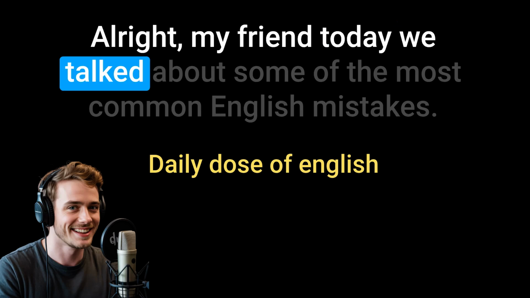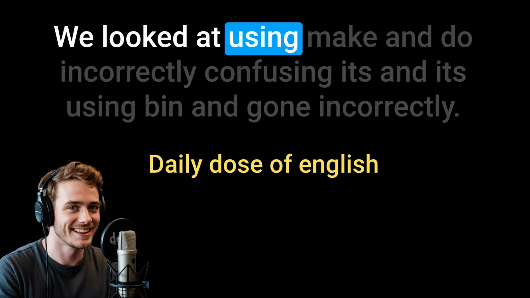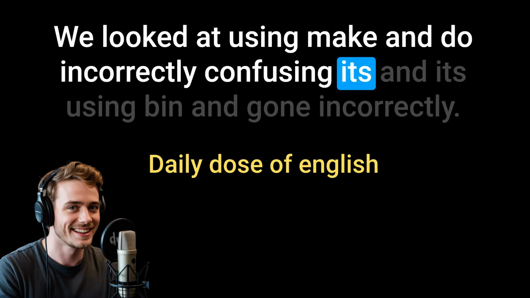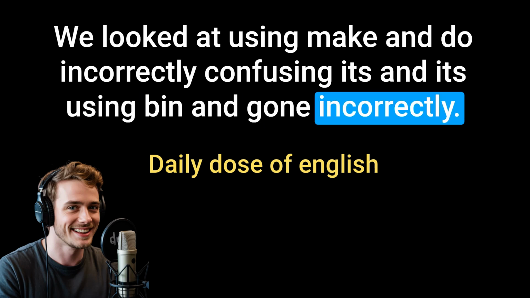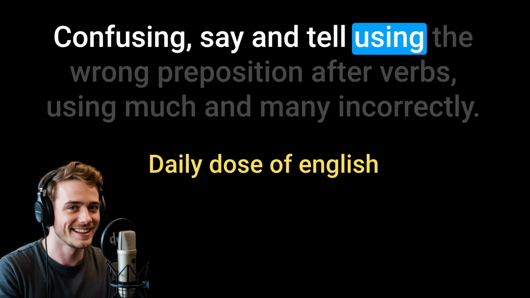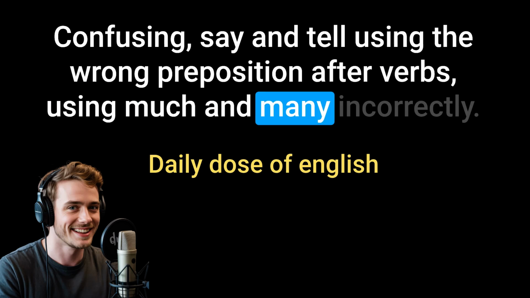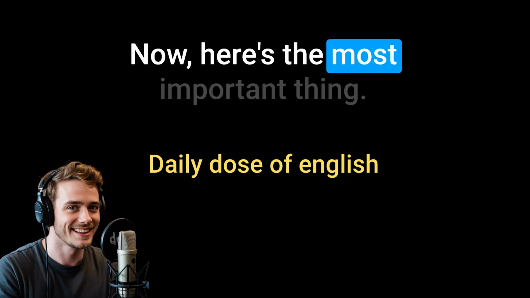Final thoughts. All right, my friend. Today we talked about some of the most common English mistakes. We looked at using make and do incorrectly, confusing it's and its, using been and gone incorrectly, confusing say and tell, using the wrong preposition after verbs, using much and many incorrectly, forgetting to use the with superlatives.